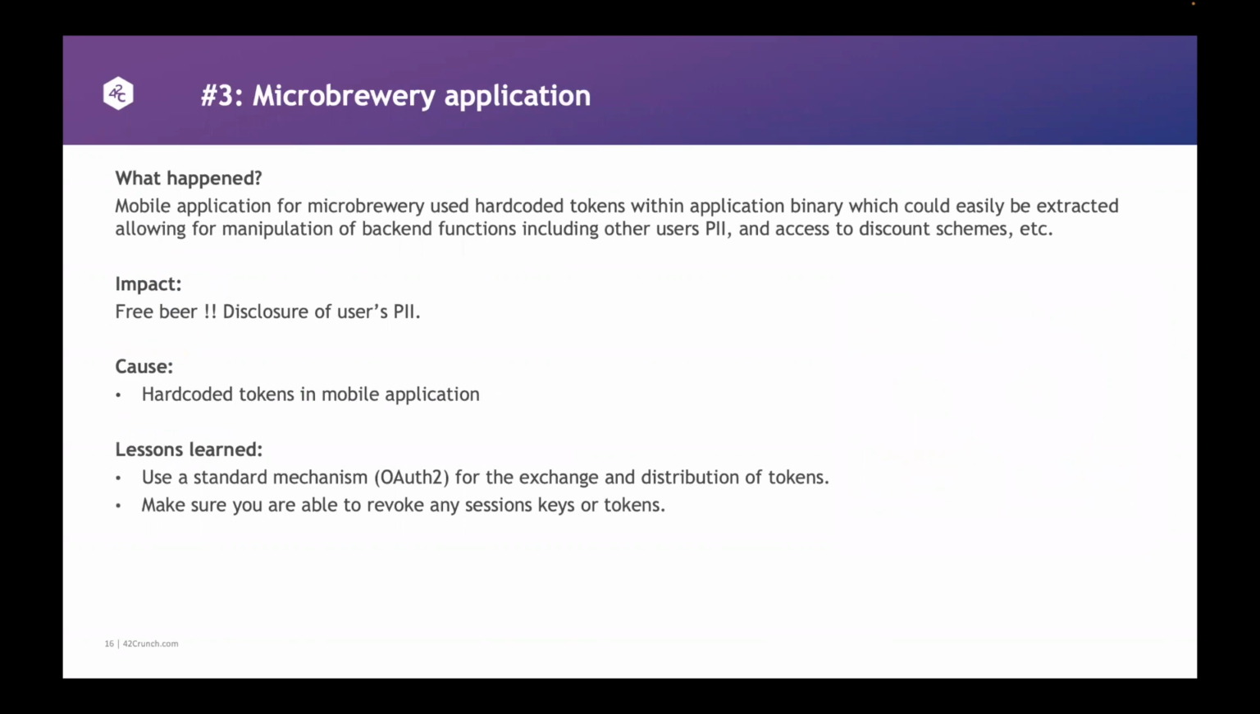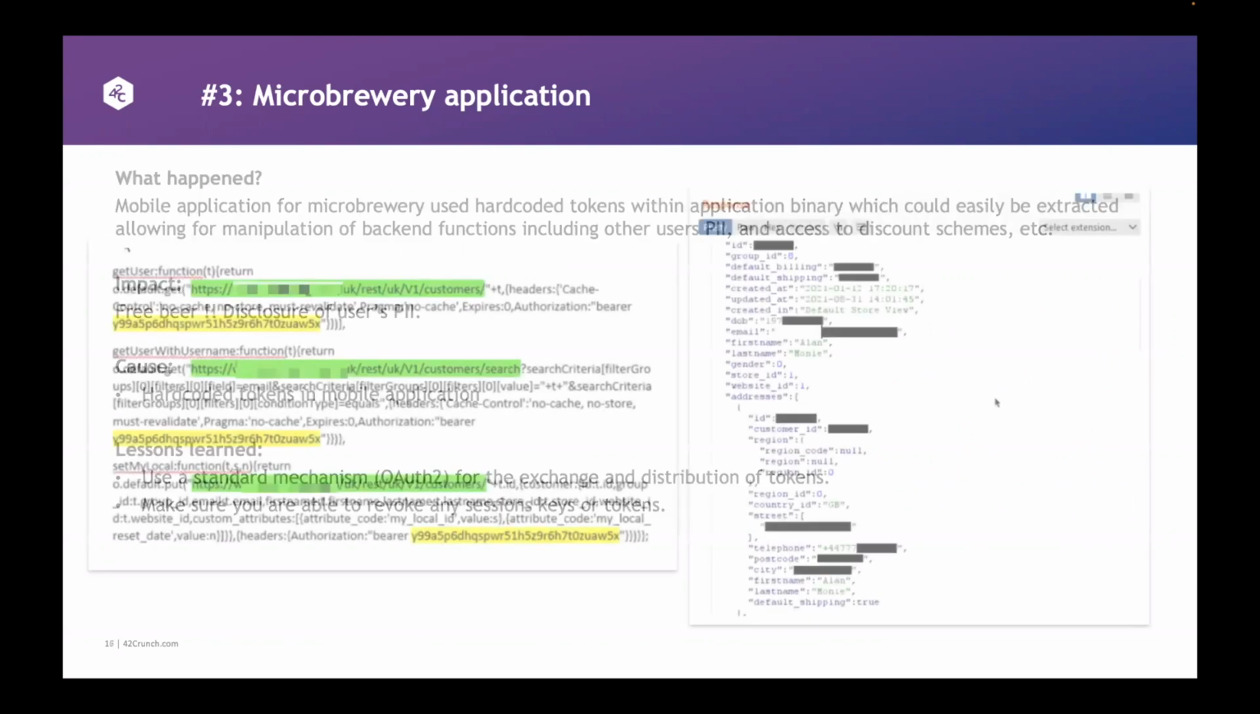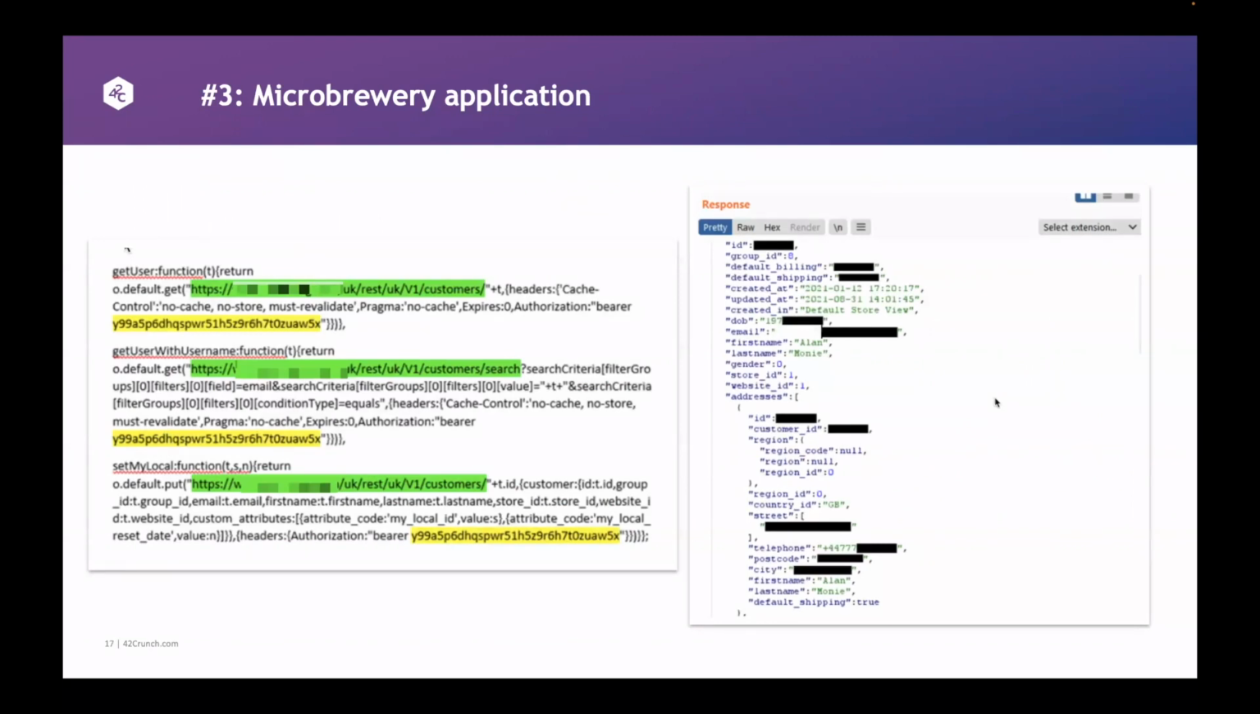This is a goodie. This is the microbrewery application that used hard-coded tokens in the application binary. So of course, any sensible pen tester can go and find those. Let's just have a look at the pictures there. So we can see that they had a production, staging and development token embedded, and it was easy to reverse engineer those.